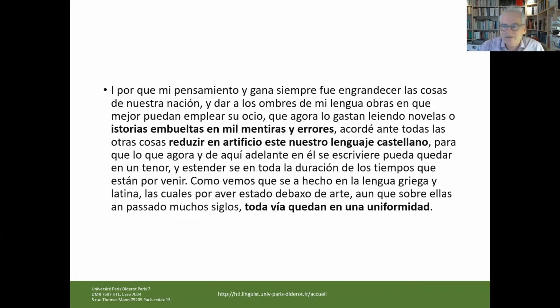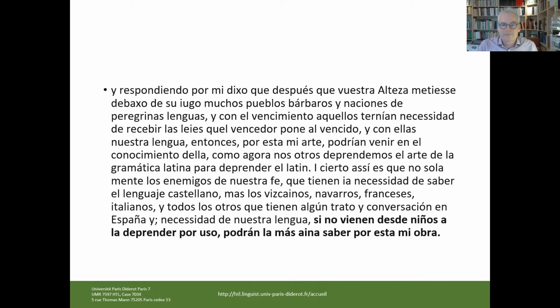So this is the second citation from the same prologue from the Castilian grammar. They are talking about how there was literature, novelas, historias, and they were all with mentiras and errores, with lies and errors. And then you find the concept of "reducir en artificio", and at the end you find "todavía quedan en una uniformidad". So this is really what was needed: one uniform spelling, standard spelling actually for the entire language, in order to fix it.